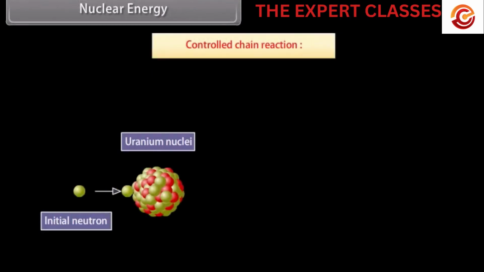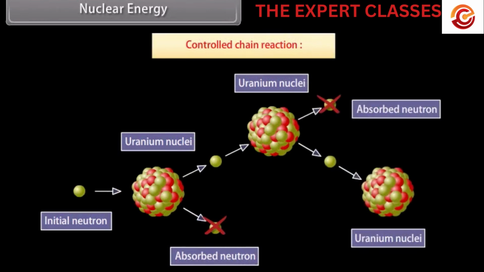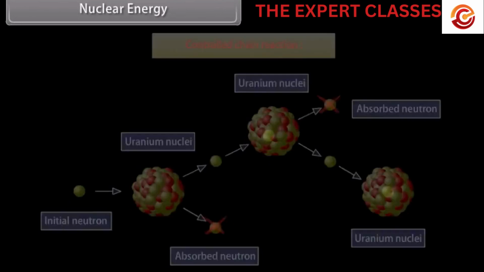Controlled chain reaction. If the chain reaction is arranged artificially such that out of 2 or 3 neutrons produced per fission, on the average only one neutron causes further fission, so that the rate of fissions remains constant, then the chain reaction is said to be controlled.